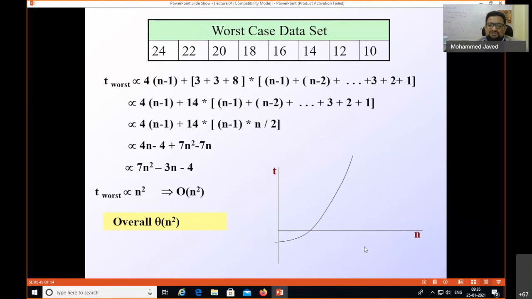So for time complexity, you can simply plot both the best case as well as the worst case. This is the worst case time complexity, 7n square, and this is the best case time complexity, 3n square.